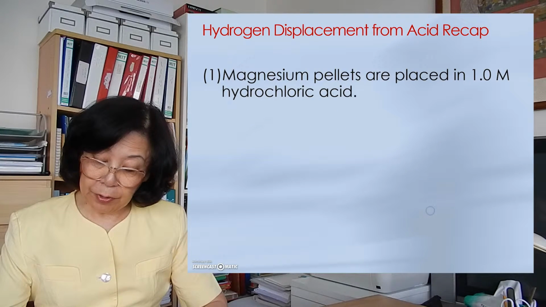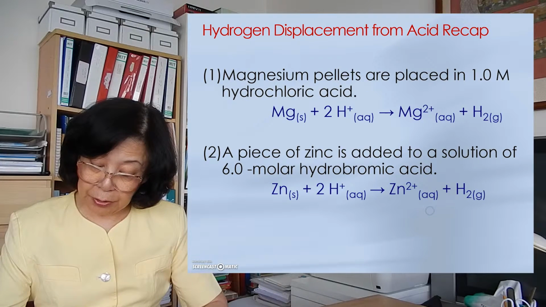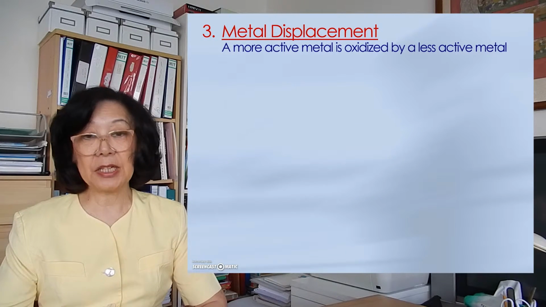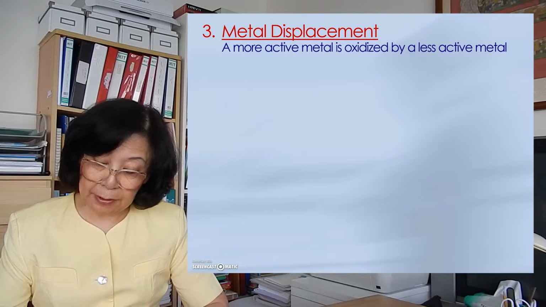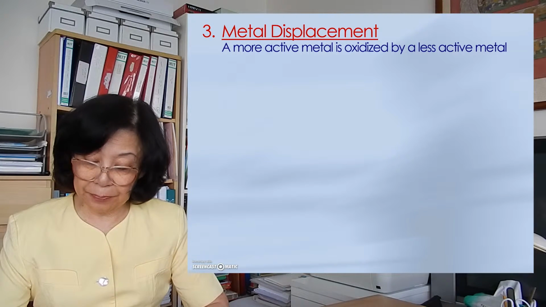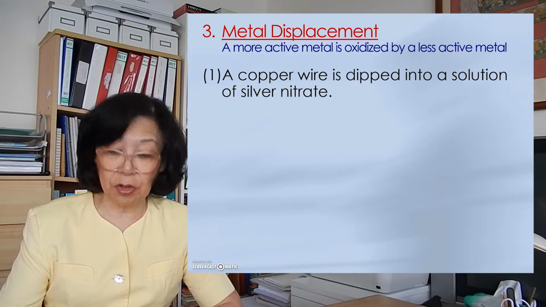So here's a recap of my work in the previous page. You may want to pause the screen to follow it. Now the next one is metal displacement, involving a more active metal oxidized by a less active metal. For example, a copper wire dipped into a solution of silver nitrate.